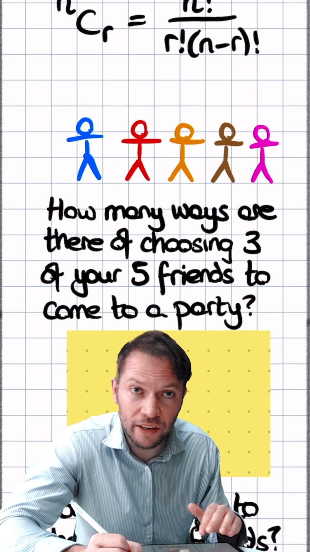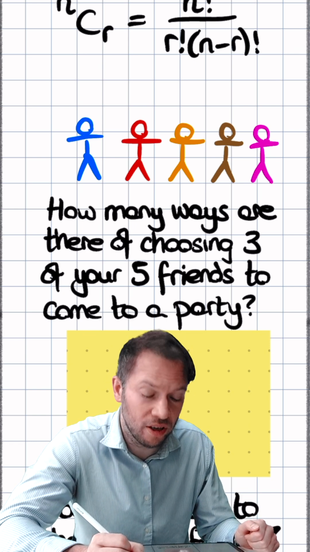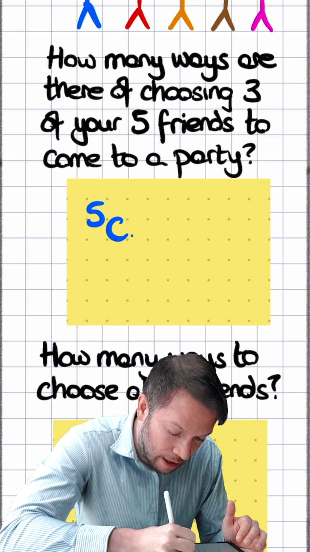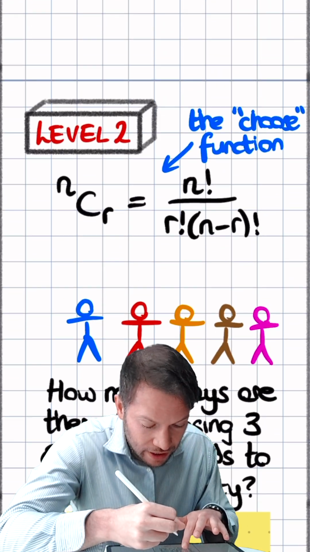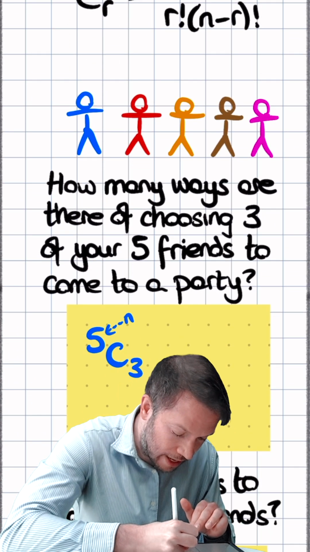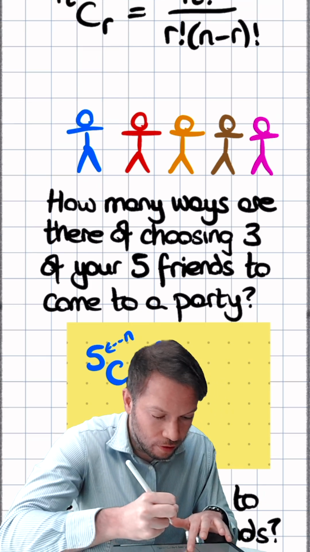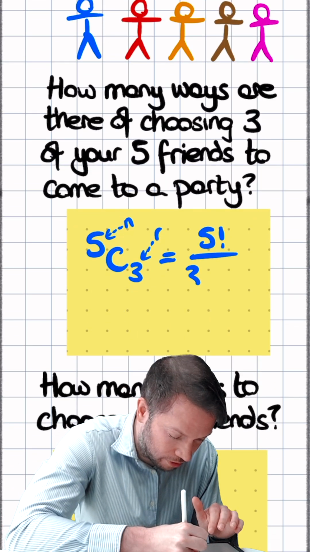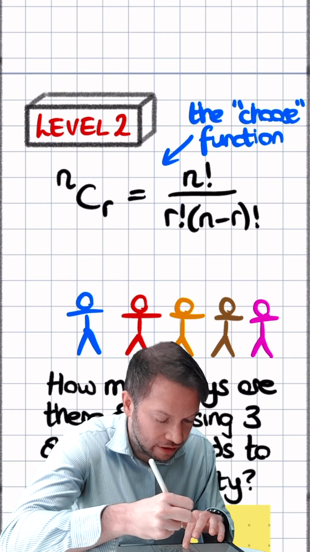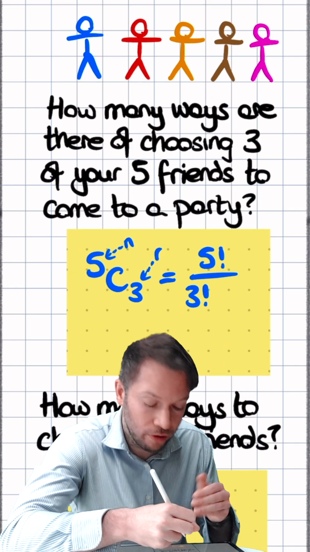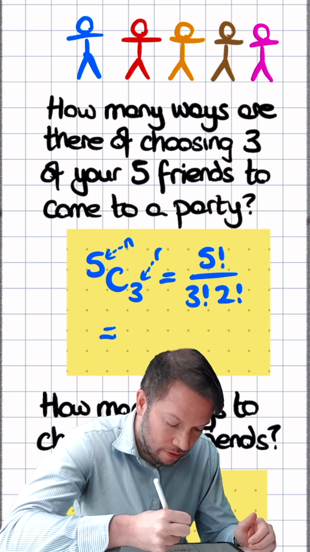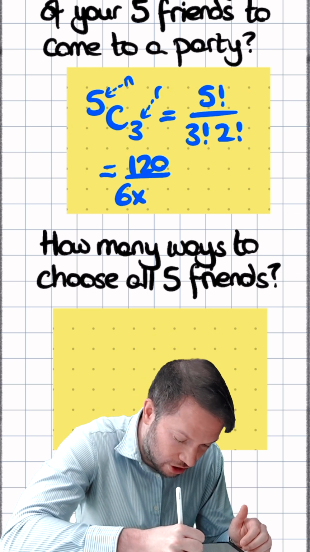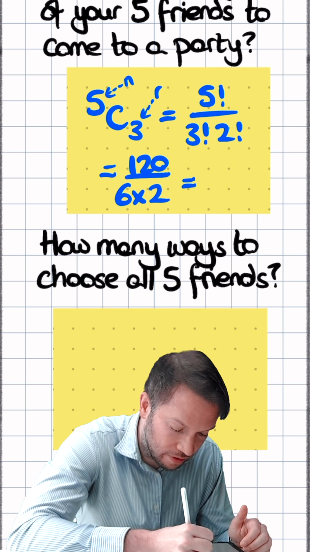So let's say you've got 5 friends and you want to choose 3 of those 5 friends to come to your party. How many ways of doing it? Well, we're working out 5 choose 3. How many ways of choosing 3 things from 5? So we said the top number on the left was the n, and the smaller number was the r. Now, if we use the formula above, it's n factorial, so 5 factorial, over r factorial, so 3 factorial, and then times n minus r factorial, so 5 minus 3 factorial, which is 2 factorial. And if you work that out, 5 factorial is 120, 3 factorial is 6, and 2 factorial is equal to 2, and that gives you 120 over 12, which is 10.